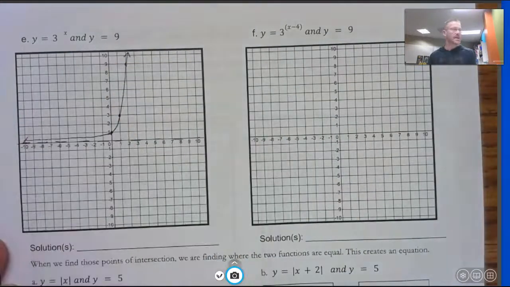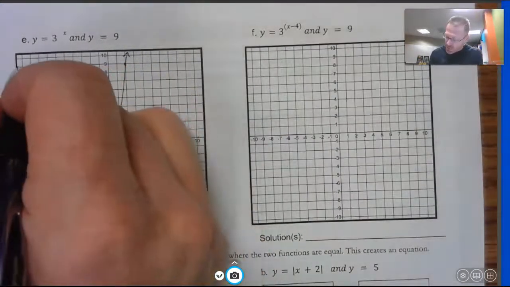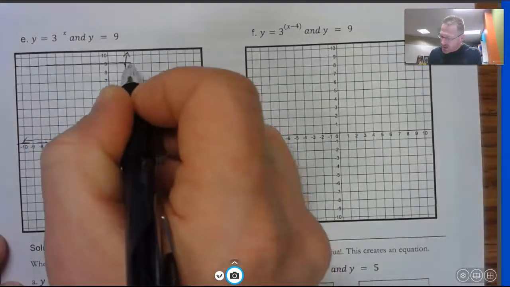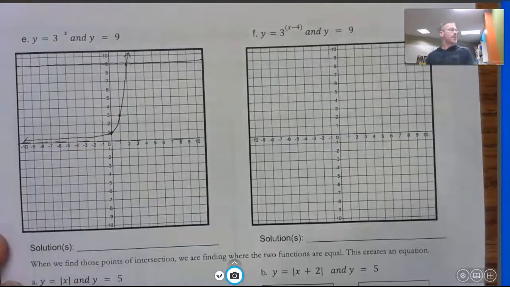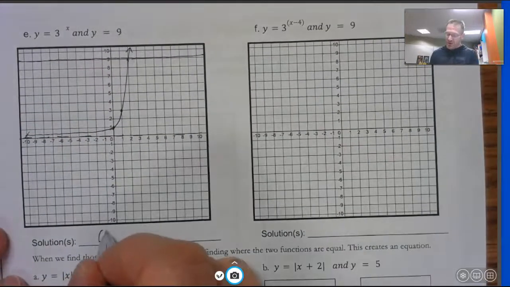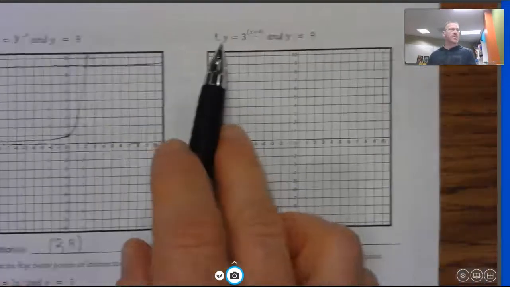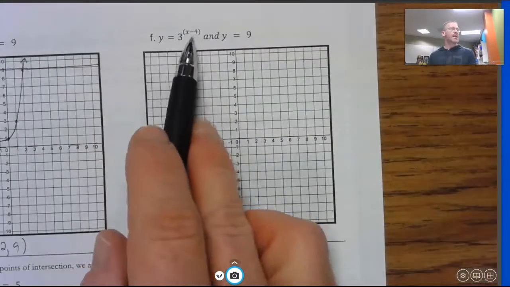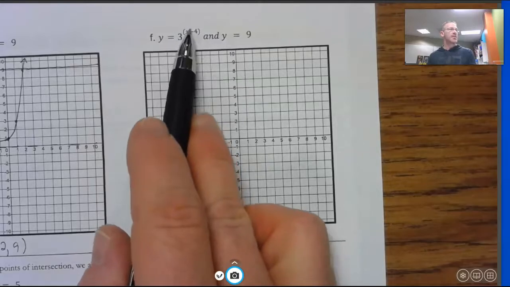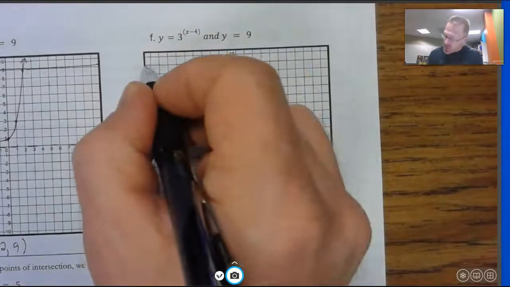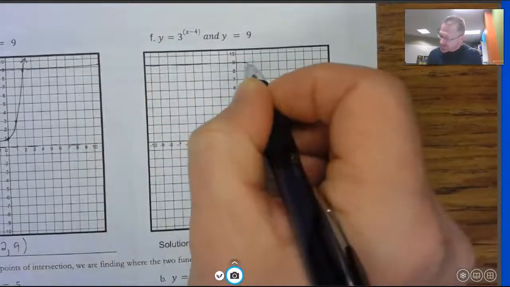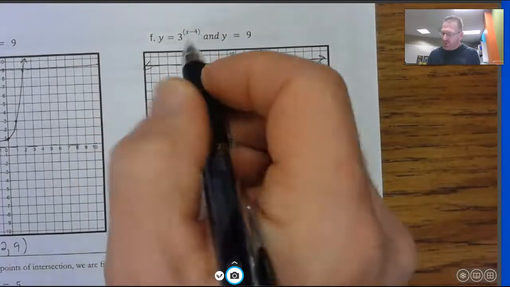Just like that. And then y equals 9 is the horizontal line like this, and you can see that once I draw that in, I get 1 point of intersection. They intersect at 2, 9. Now, look at this one. We never graphed anything that had more than just an x in the exponent here. But let's start with the horizontal line, y equals 9, and I'll graph this one with you.